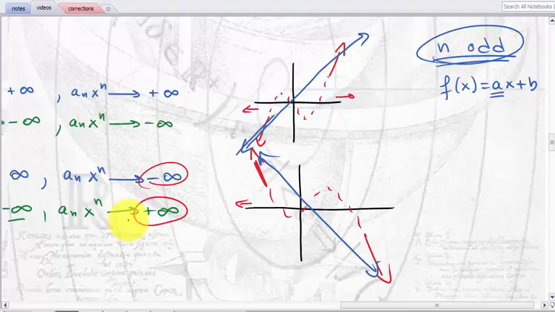If the slope is positive, it's like this. If the slope is negative, it's like this. I'll show you how to think about it with some examples later. Let's go over the last two cases.